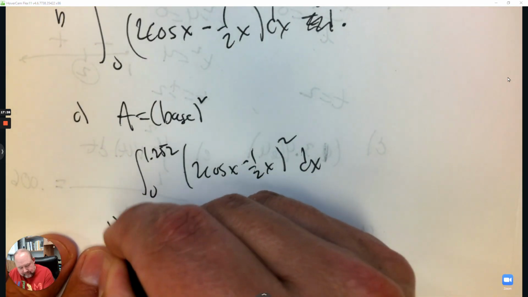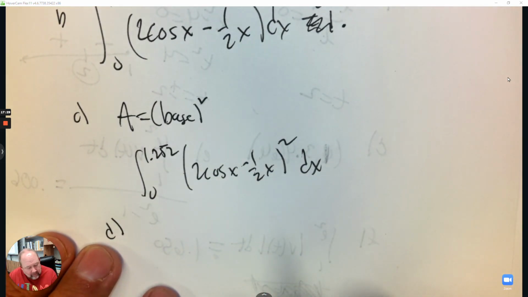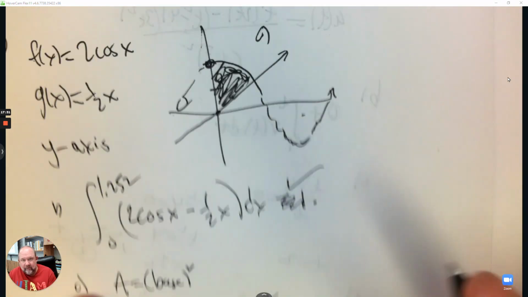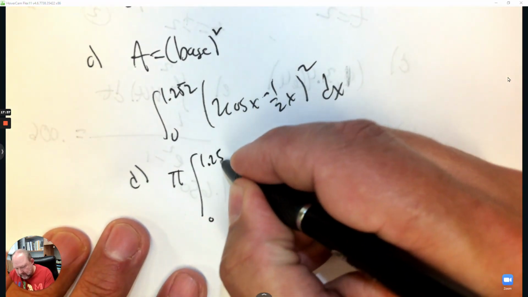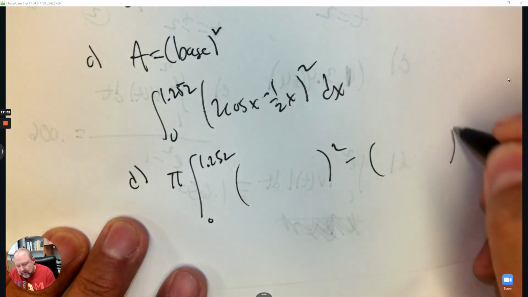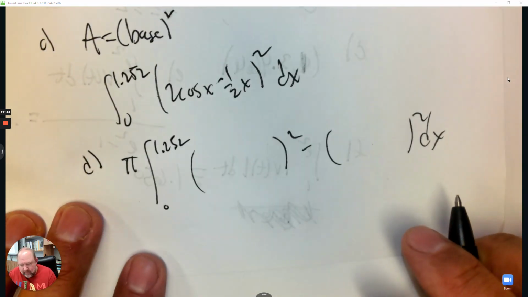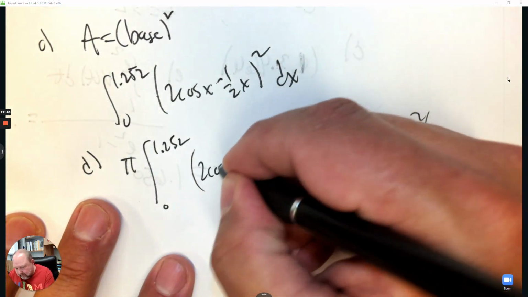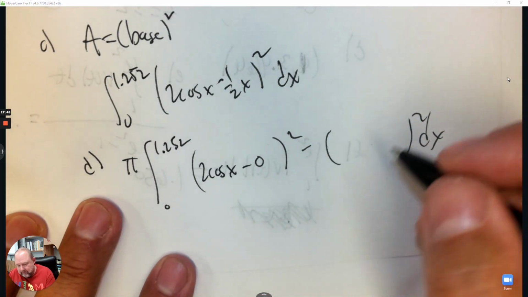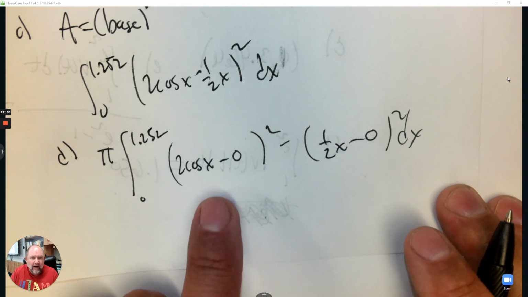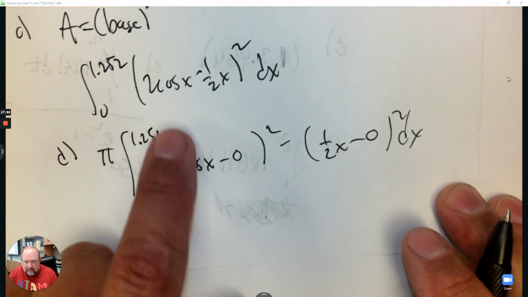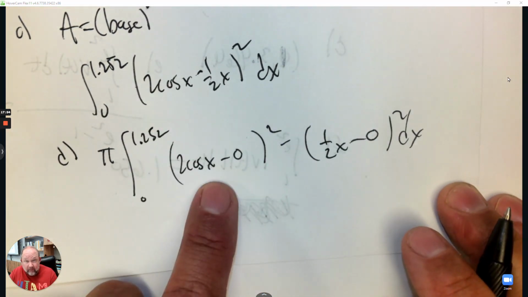Part D, set up a volume when it's revolved around the x-axis. So when I go around the x, there's a space. Revolving is a circle. The bounds didn't change. There's a big radius and a small radius. So the big radius, top, subtract bottom, which is 0. And then the small radius, which is top, subtract bottom, which is 0. I don't need to subtract 0, but there's the setup of top, subtract bottom for the big radius and the small radius.